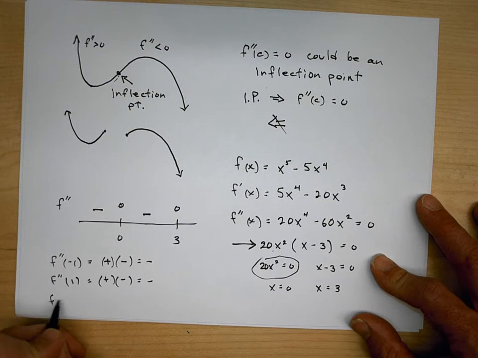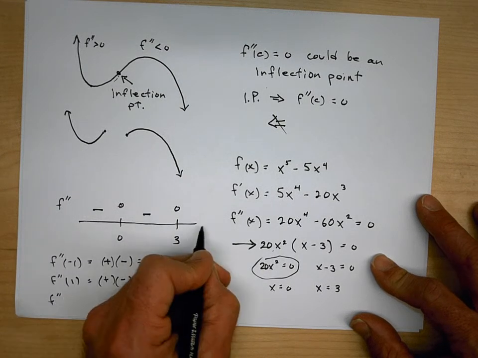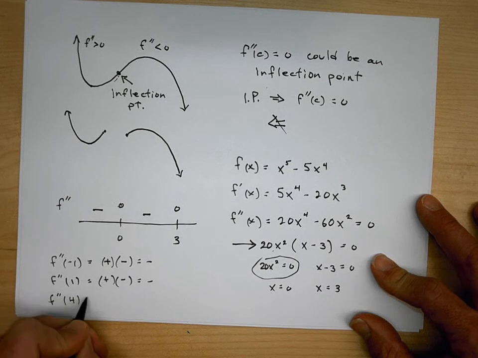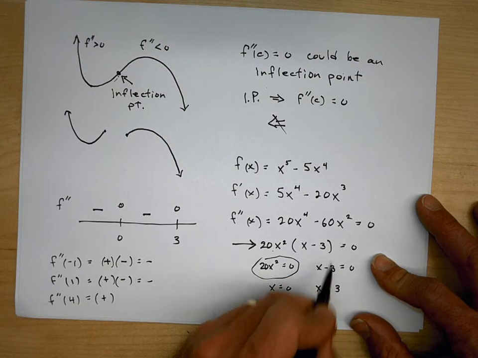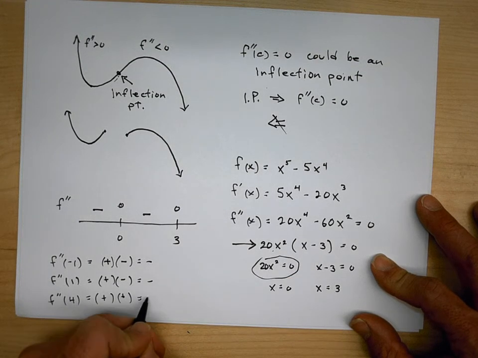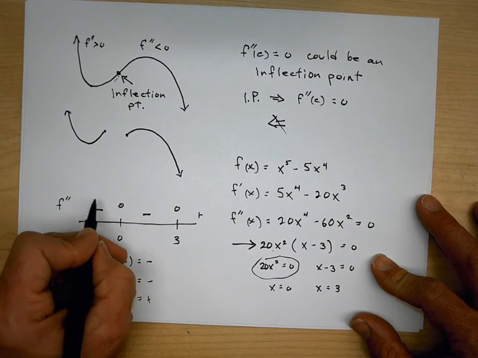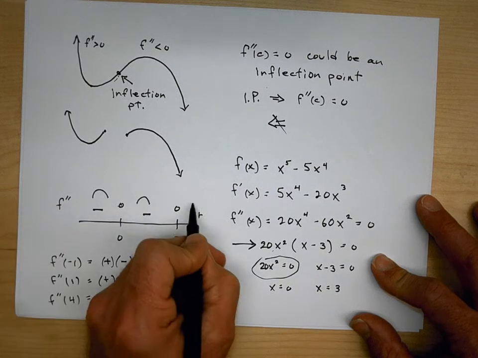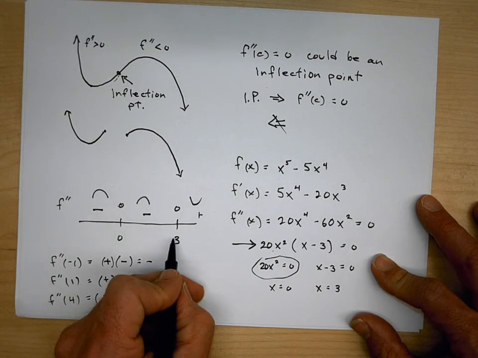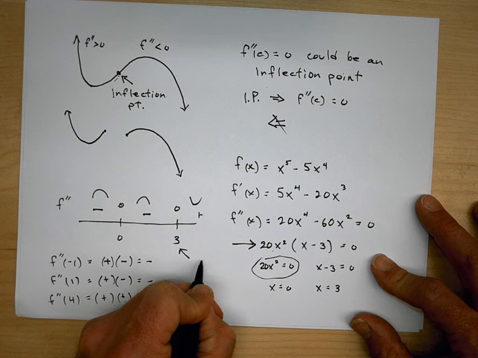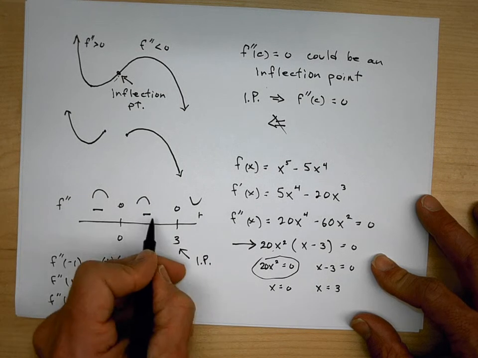And then finally, let's pick something out here like 4. Square 4, multiply by 20, that's positive. We don't really care what exact number it is. And then 4 minus 3 is also positive, so the product is positive, and we're positive out here. So we are concave down here, concave up here. So here we have an inflection point because the concavity changes.